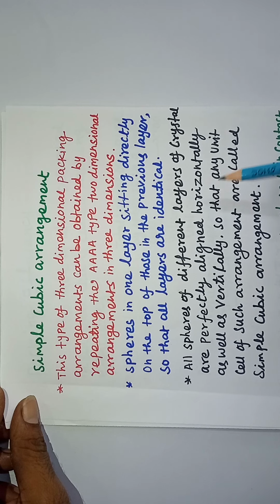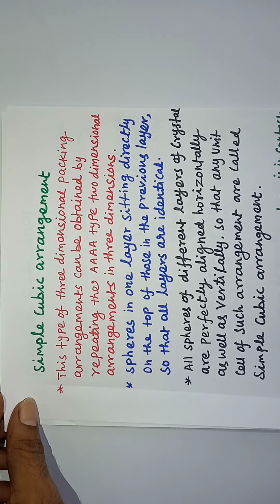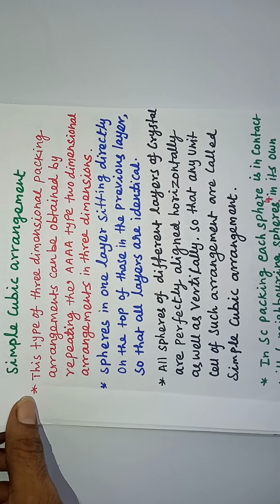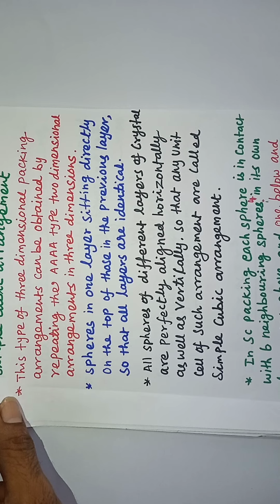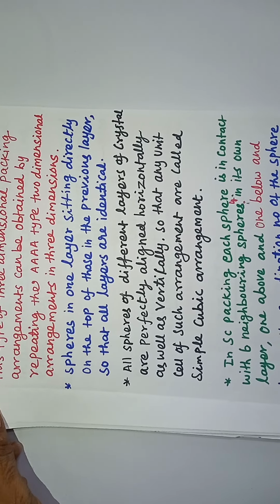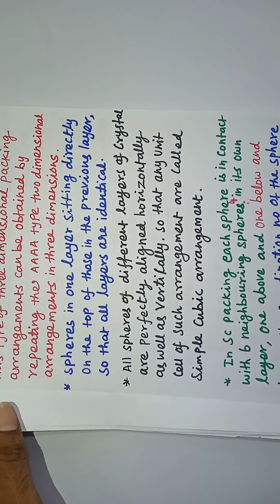Here all layers are identical. In a simple cubic arrangement, each sphere is in contact with 6 neighboring spheres. The coordination number of a simple cubic arrangement is 6. What is a coordination number? The number of neighboring atoms is called the coordination number. Here there are 4 spheres in its own layer, one above and one below. So in this way we can get the simple cubic arrangement.